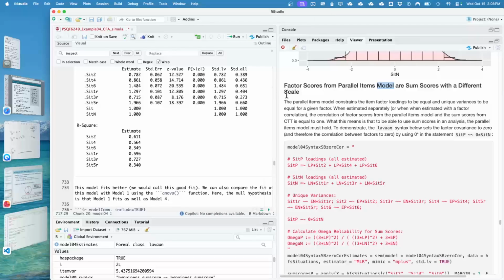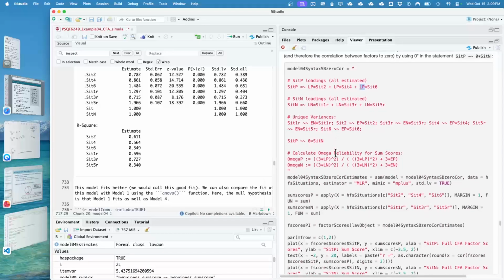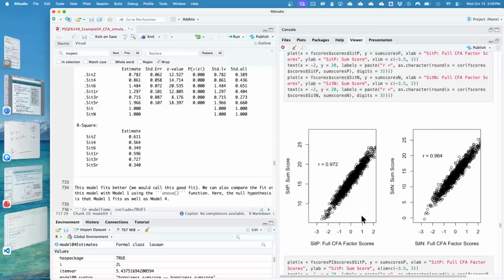So if I fit a parallel items model and extract the factor scores, those are equivalent to sum scores with a different scale. So in our case, think of it this way. A sum score for sit P would be the sum of sit 2, sit 4, and sit 6. A sum score for sit N would be sit 1R, sit 3R, and sit 5R, right? The parallel items model here, again, has the same loadings for each. That label is the same across each. And so this is the sum score and the full CFA. Their correlation is pretty high, right? This is not the parallel items. This is the full congeneric, every parameter estimated model.